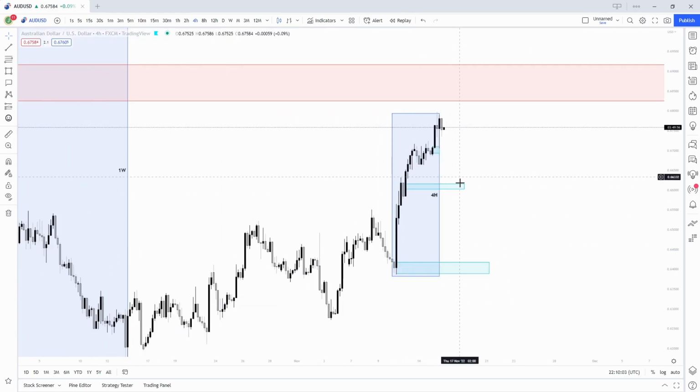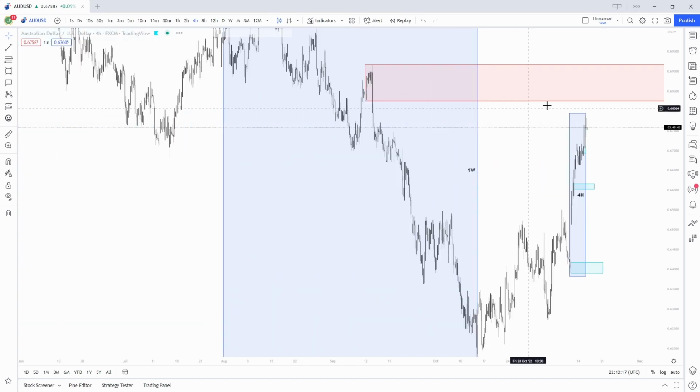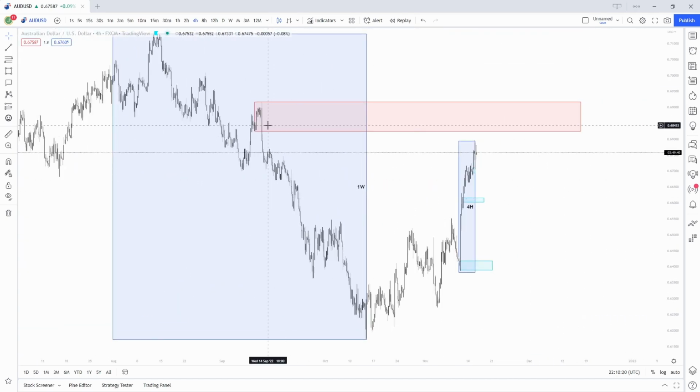If we get delivered a correctional wave before the tap of this zone, we would expect that this correctional wave has the purpose of tapping one of the two demand zones before mitigating the order, having enough demand introduced in the market to cause the reversal, push higher into this zone, where we'd then see the removal of the buy orders in here and the introduction of supply.